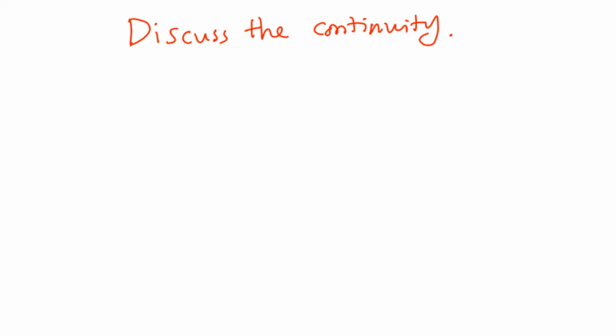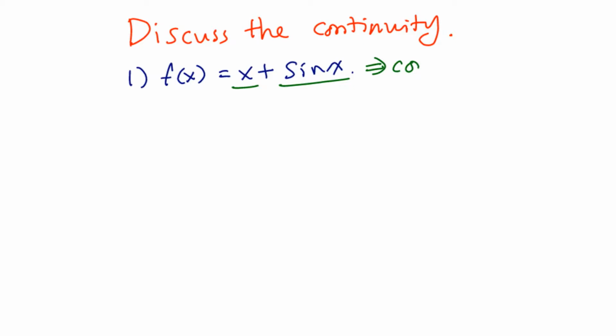Number 1, I have f of x equals x plus sine x. Then we know that x is continuous for all real numbers. Sine x is continuous for all real numbers. So we add them together, and we say that the answer is it is continuous for all real numbers. So I'm going to write negative infinity to positive infinity.